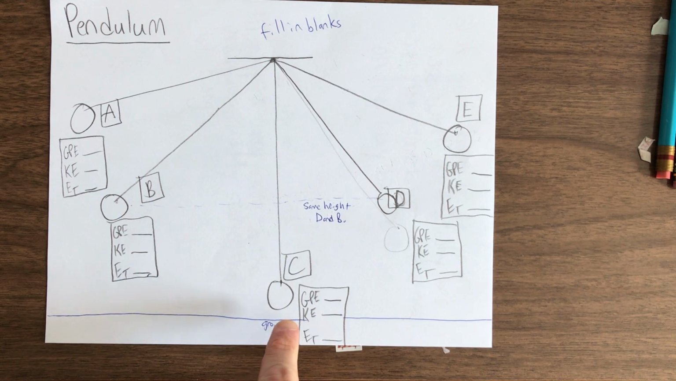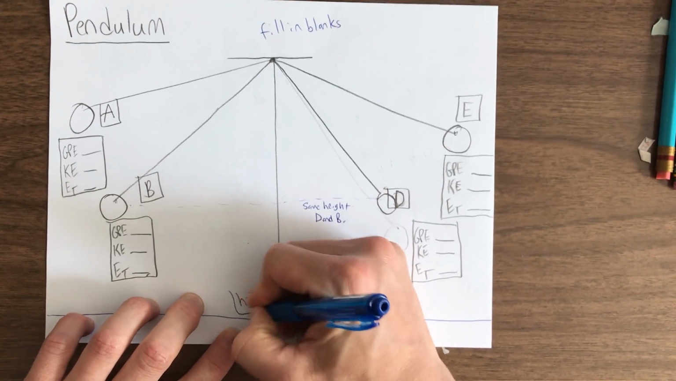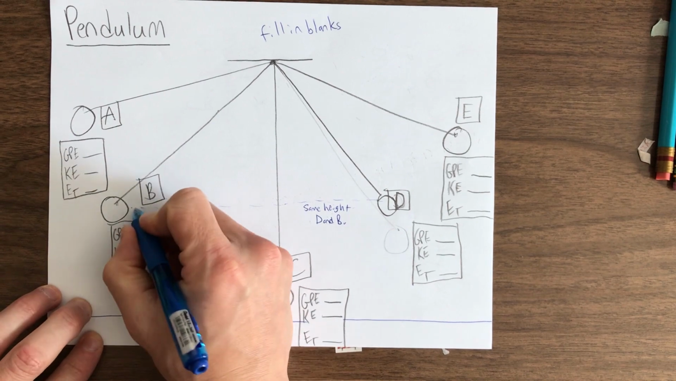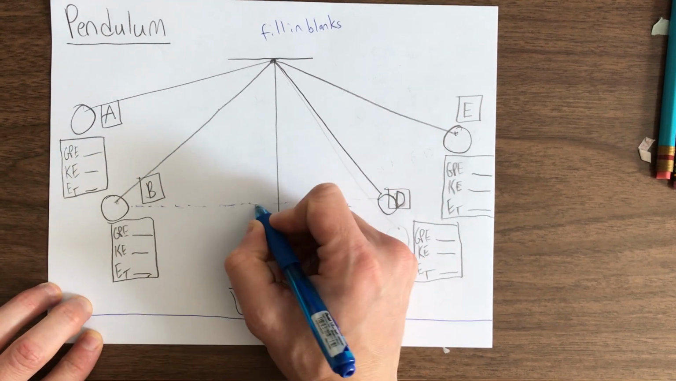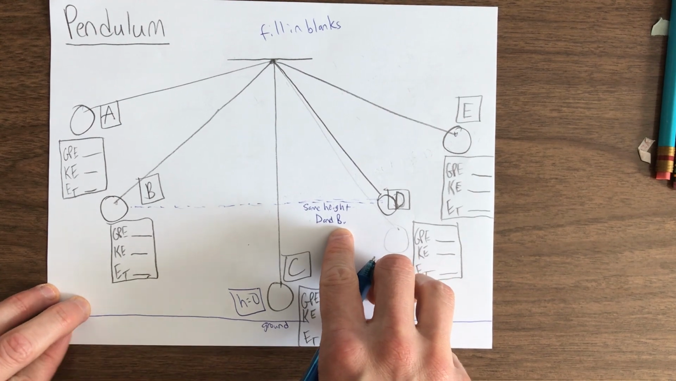I did label the ground down there. C, we're going to say, is at ground level. There's no height. You could write that down as well for letter C. And D and B, I drew a little dotted line just to say D and B are at the same height. Okay, the same height.